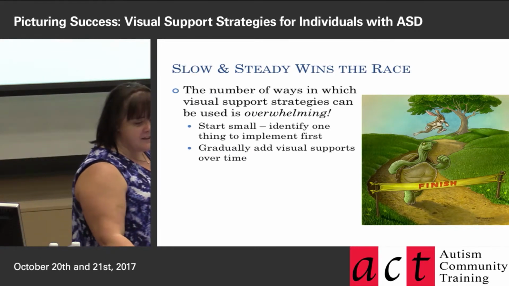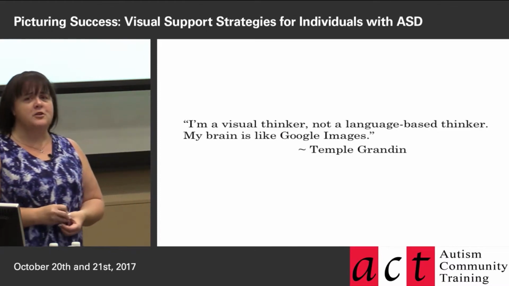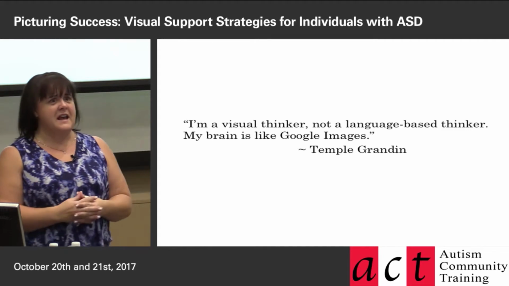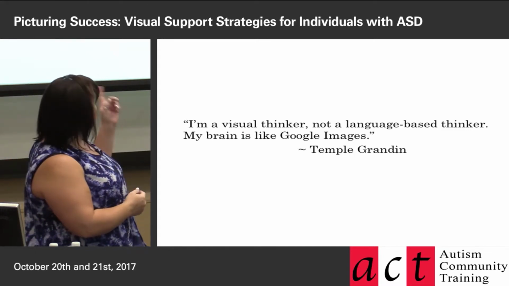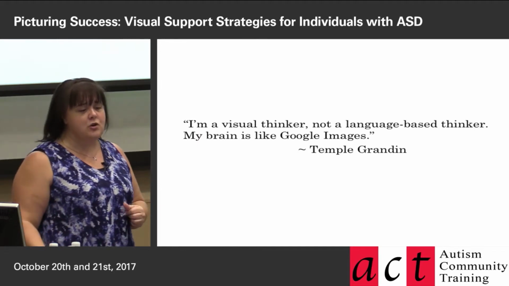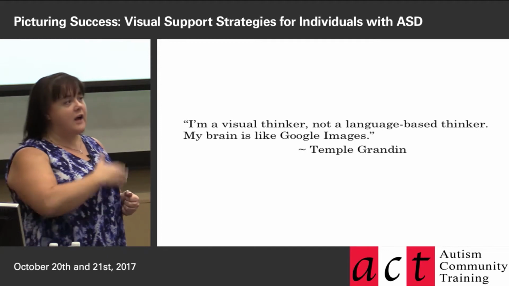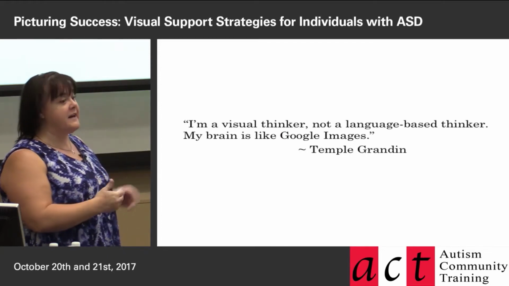I wanted to end with a quote from Temple Grandin, who is very well known for talking about her preference, or really that visual thinking is the way that she thinks, that she does not really think in language, right? And she often says her brain is like Google Images, right? And I think that that's important to recognize. Now, not all individuals with autism think the same way she does, but many do.